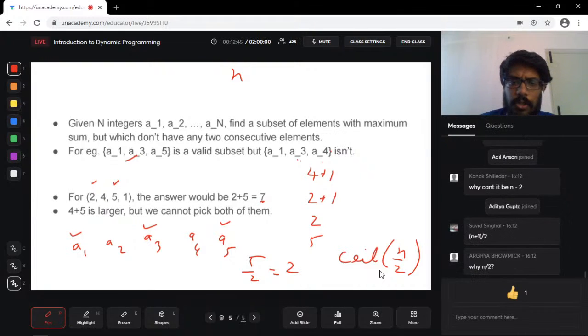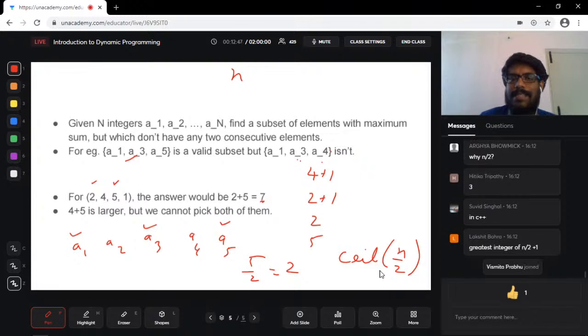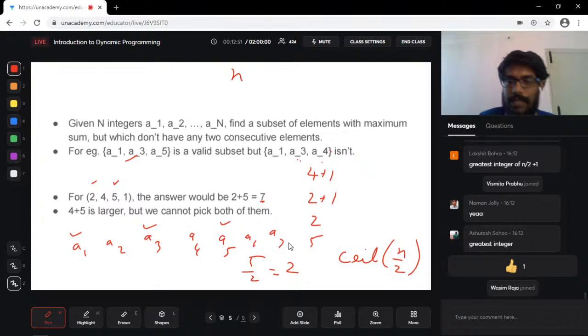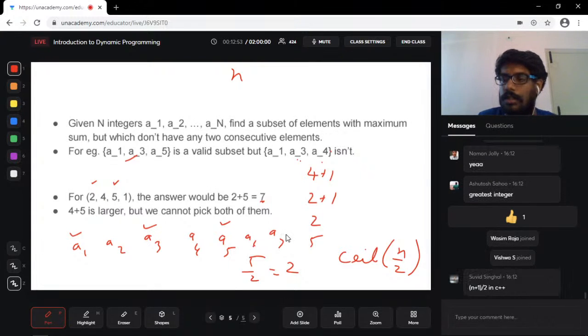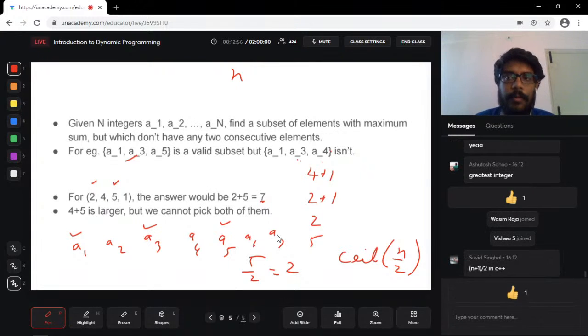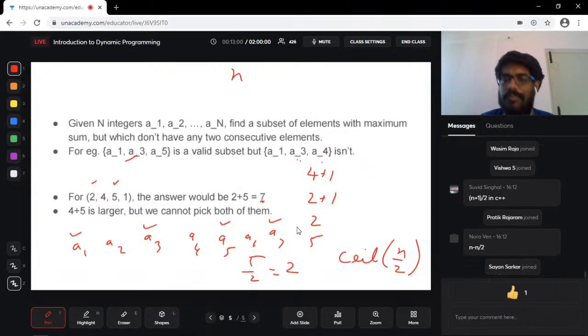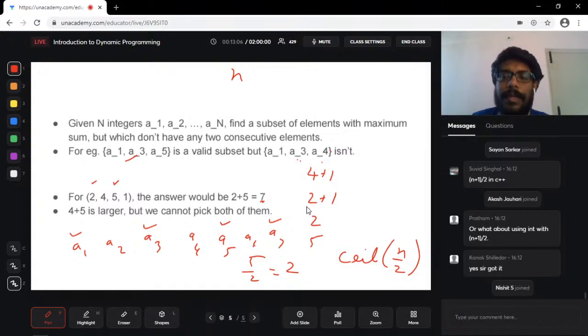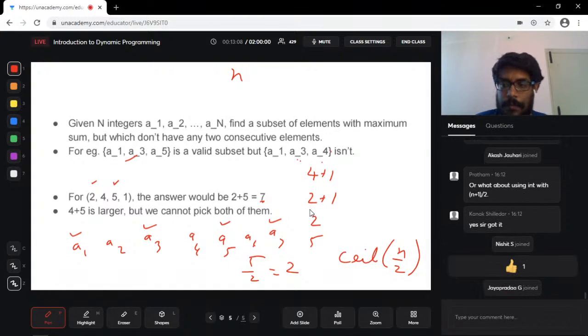Kanak, how can it be n by 2? For example, take 7 elements: A1, A2, up to A6, A7. How will you pick 5 elements here? Try it out, you'll not be able to pick 5. At max, you can pick 4 elements, which will be A1, A3, A5, and A7. You can't pick 5 elements amongst 7 elements without picking 2 consecutive elements. Cool. Okay, so this was a side problem.